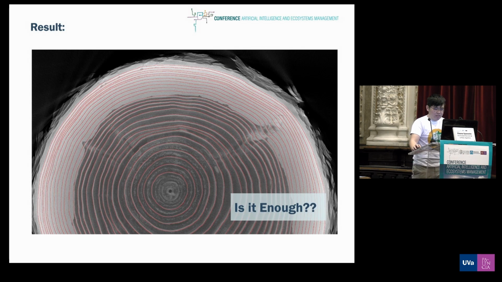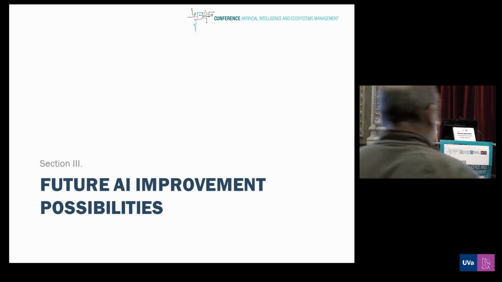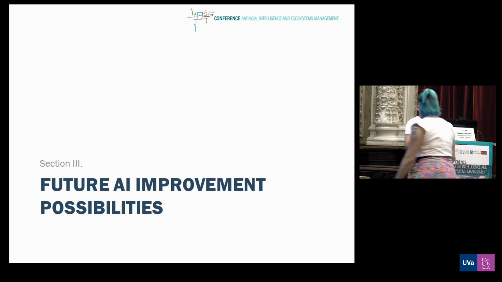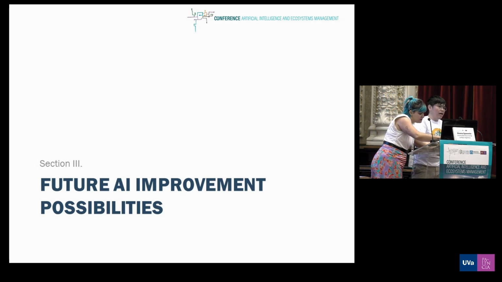So what are the future possibilities of artificial intelligence? I think there are a few steps that are possible. First, as I have already introduced, the manual marking of the outer bark is currently still done by human beings. This is one of the huge advantages of artificial intelligence: to lift this burden from human beings.